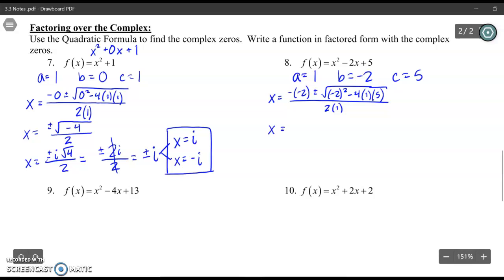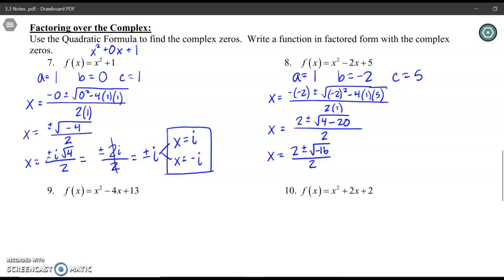Okay? Now I'm just going to do some simplifying. So a negative negative 2 would just be a 2, plus or minus the square root. Negative 2 squared is going to be a positive 4. And then 4 times 1 times 5 is 20, so it's going to be minus 20. And all of that's over 2. Okay. And then I'm just going to subtract the 4 and the 20 to get negative 16 over 2.